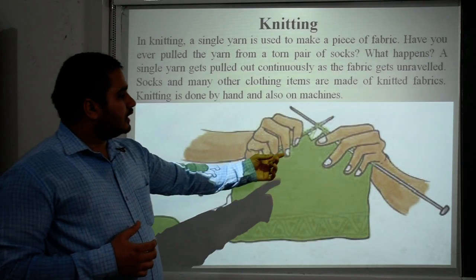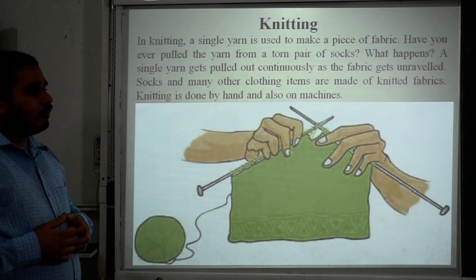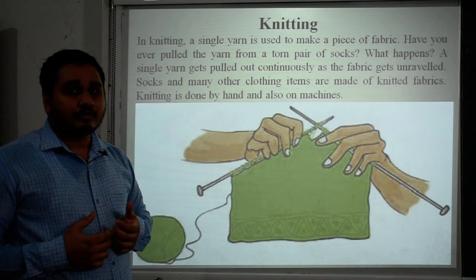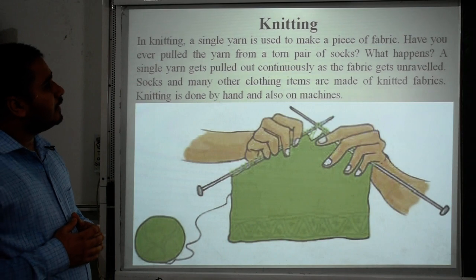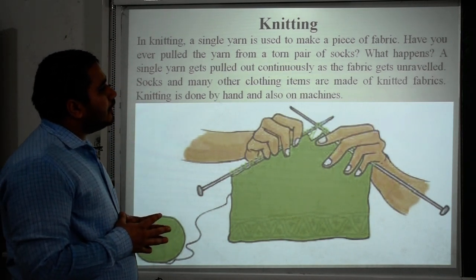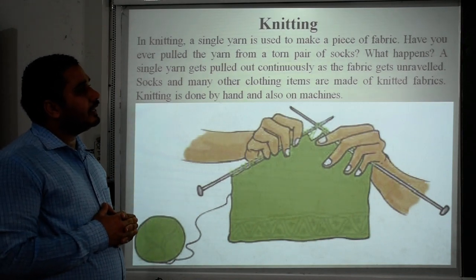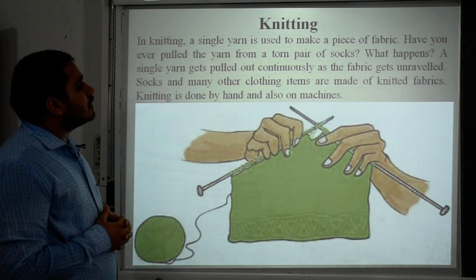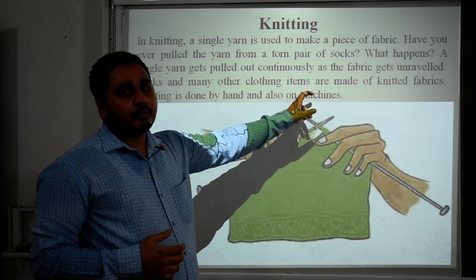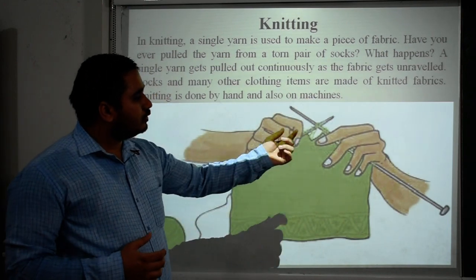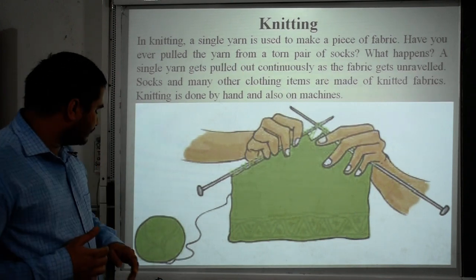Now knitting. You can easily see examples around you, like your mothers or aunts knitting your woolen dresses and sweaters. In knitting, a single yarn is used to make a piece of fabric. Have you ever pulled the yarn from a torn pair of socks? What happened? A single yarn gets pulled out continuously as the fabric unravels. Socks and many other clothing items are made of knitted fabrics. Knitting is done by hand and also on machines. The main thing is that two needles are used for knitting, mainly for sweaters and winter dresses.